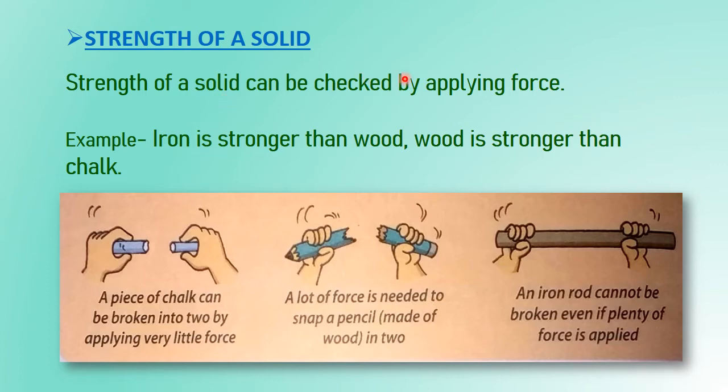Strength of a solid can be checked by applying force. Let us do an activity. Take a piece of chalk, apply a little force and it breaks easily. Now, take a pencil, apply the same force on it, it does not break. You need to hit it harder to break it. Now, take a rod. You cannot break it even if you hit it very hard. It needs plenty of force to break the iron rod. So iron is stronger than wood and wood is stronger than chalk. If a solid cannot be broken easily on applying force, it is strong.